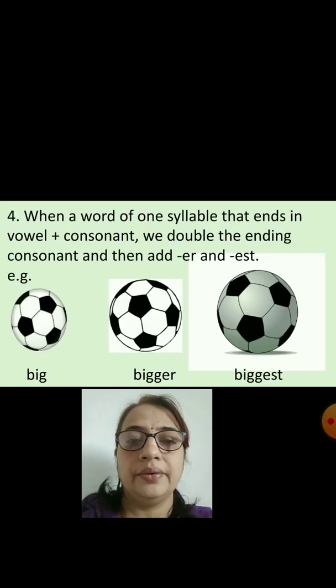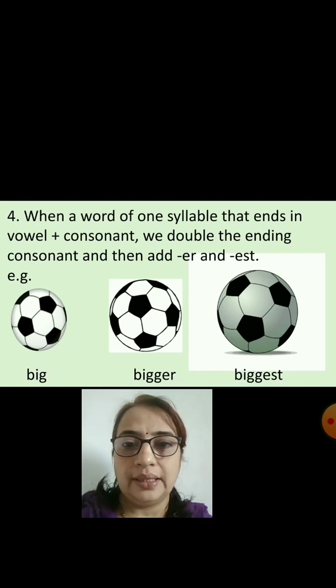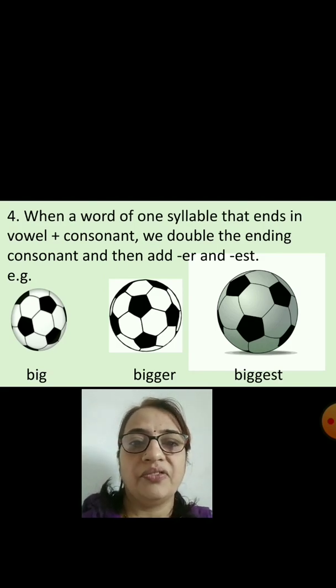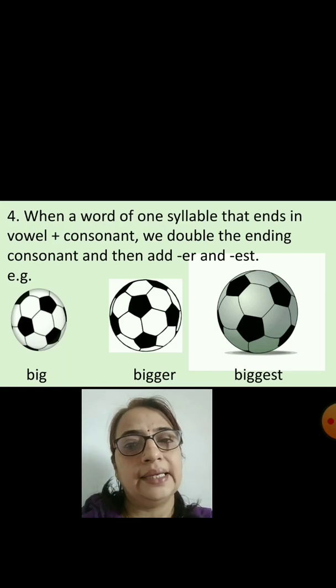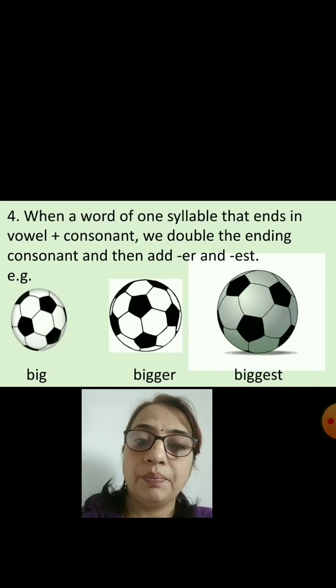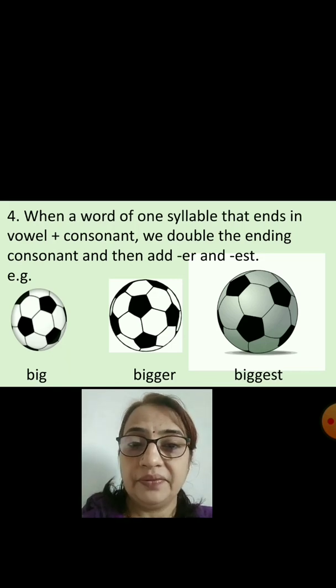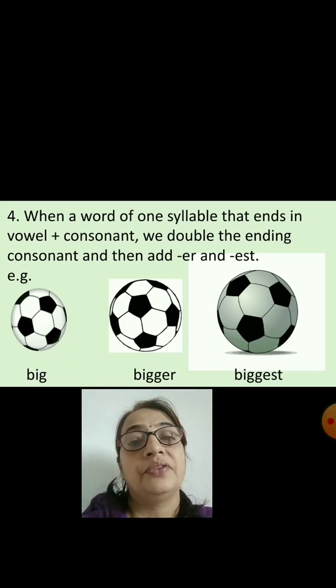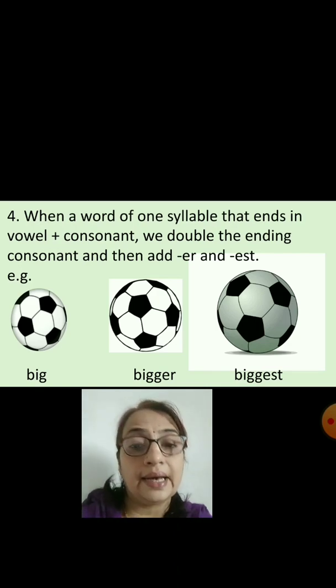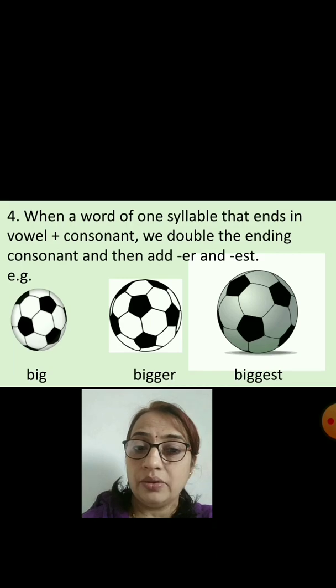Let's move ahead. The fourth rule is when a word of one syllable that ends in vowel plus consonant. Now what we have to see, if the word with one syllable ends with the vowel and the consonant together, what we are supposed to do? We have to double the ending consonant and then add ER and EST. How? Let us understand with the example.